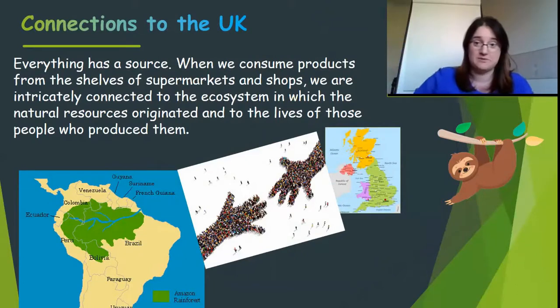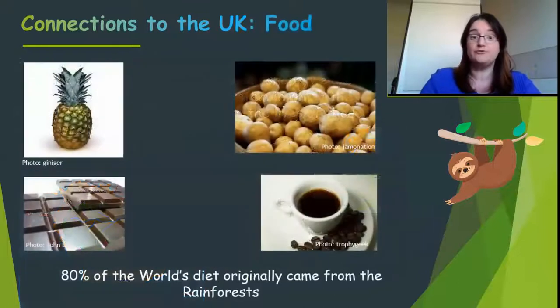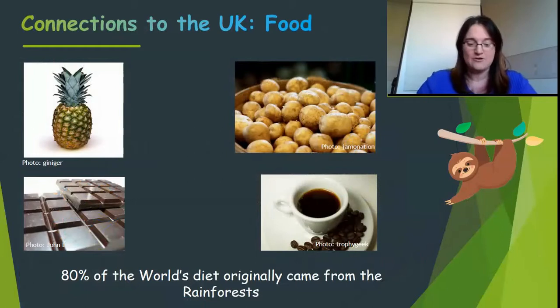It's not just a place that's miles away that's got nothing to do with us. We've got some really clear links to us. So let's see what those links are to start off with. So first of all, food. 80% of the world's diet originally came from the rainforests. That's a huge amount, isn't it? So many of the foods we eat every day, pineapples, potatoes, chocolate.